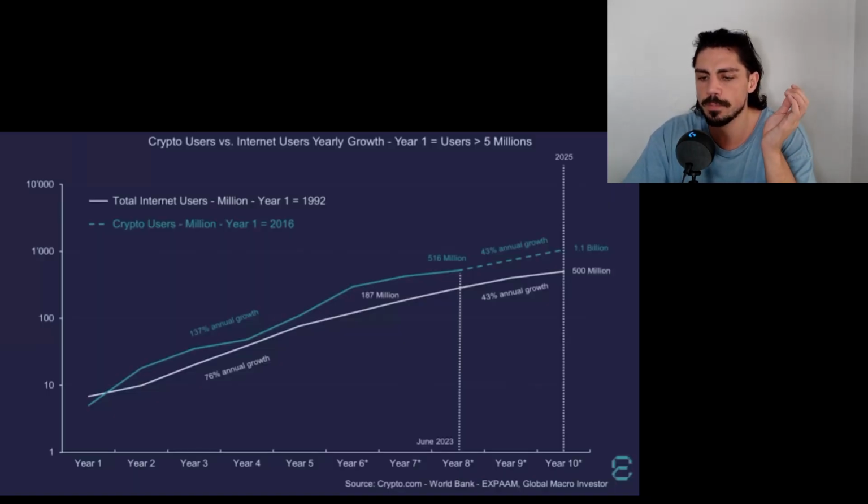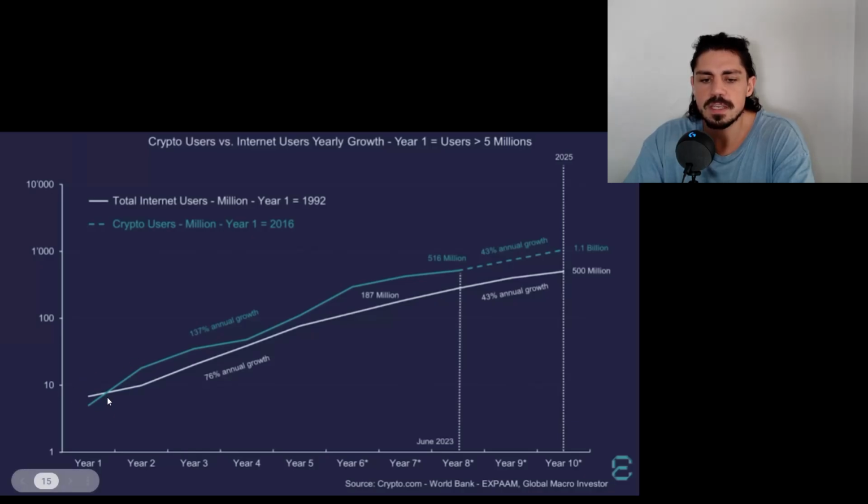And it's really pretty simple because if we look at this, right, this is showing you crypto users, internet users, like basically the adoption of crypto, right? And as you can see, this white line here, guys, shows the total internet users in the first year of the internet all the way to the 10th year of the internet, right? And we can see the first 8 years of crypto and crypto use in this blue line.